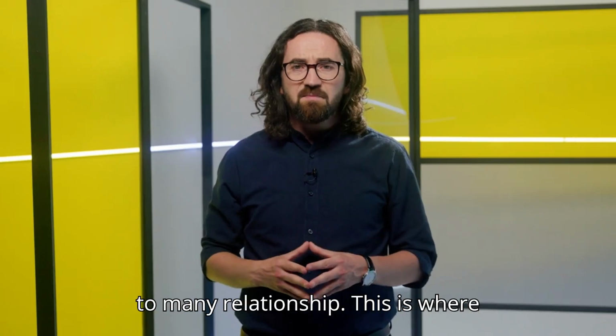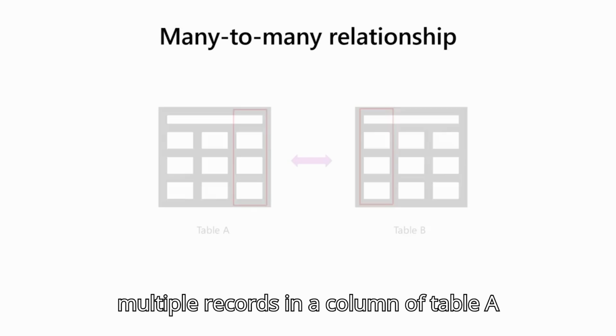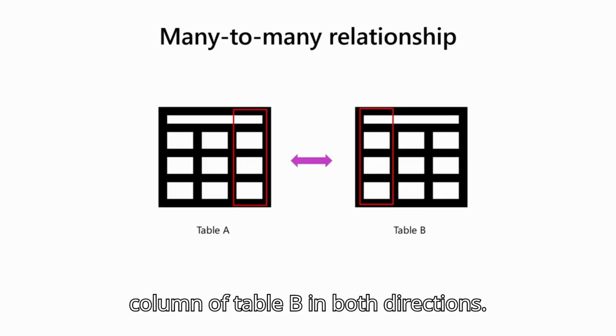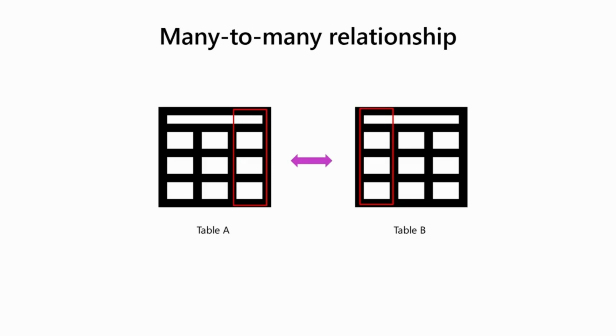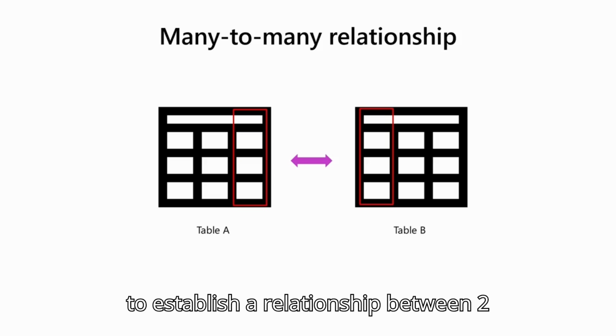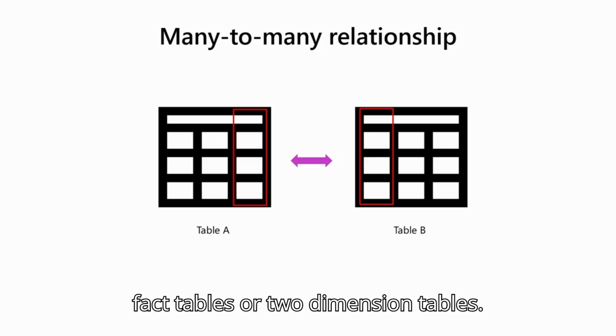Finally, there's the many-to-many relationship. This is where multiple records in a column of table A are related to multiple records in a column of table B, in both directions. Many-to-many relationships are often used to establish a relationship between two fact tables, or two dimension tables.